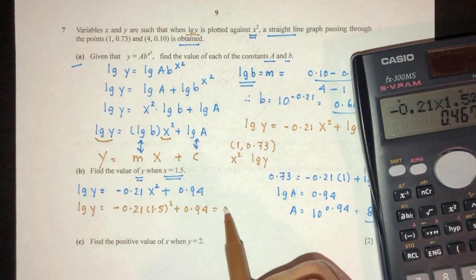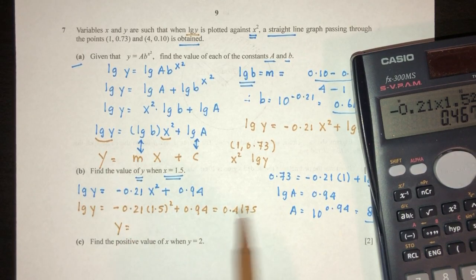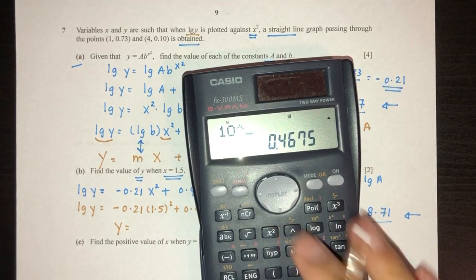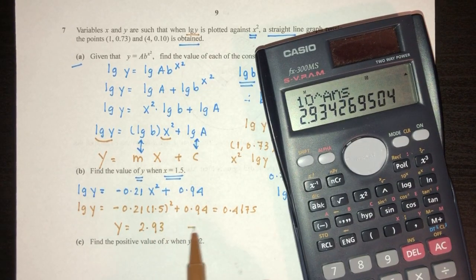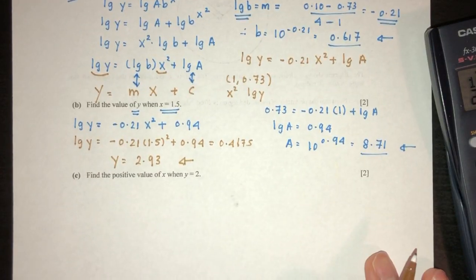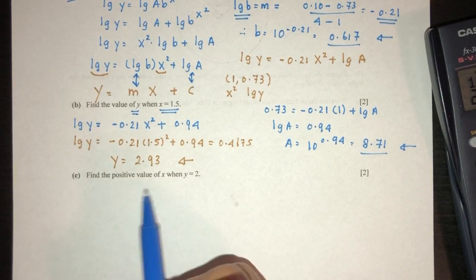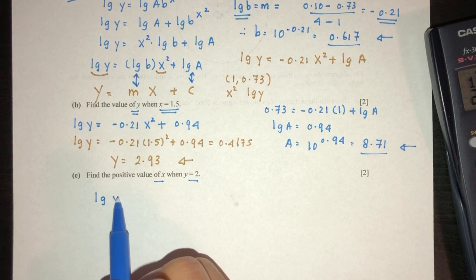That should be 0.4675. So y has to be 10 power this. That will be 2.93, correct to 3SF. That is your answer for part B. Now for part C, the same thing as well. Find the positive value of x when y equal to 2. Same thing, we'll use our equation.